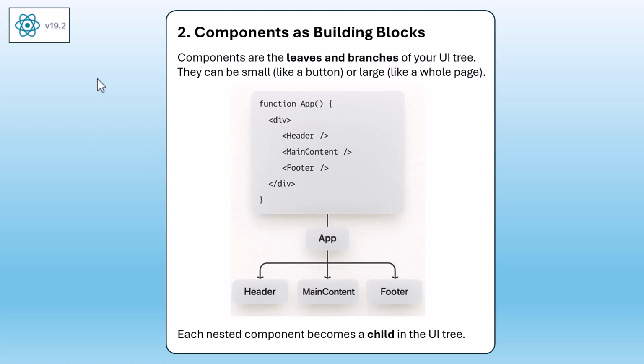2. Components as building blocks. Each component in React is a small, self-contained piece of your user interface. Components can represent something as small as a button or as large as an entire page. When you combine these components together, they naturally form a tree structure, where each component can contain other components inside it. Think of the top-level component as the root of the tree. From that root, branches extend outward to smaller and smaller parts of your interface, just like the branches of a tree divide into smaller twigs and leaves.